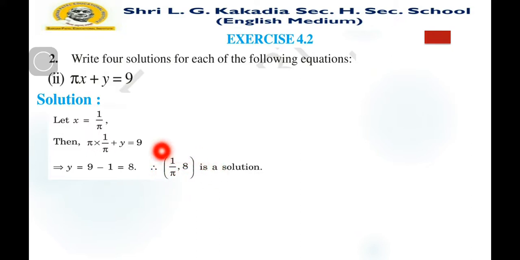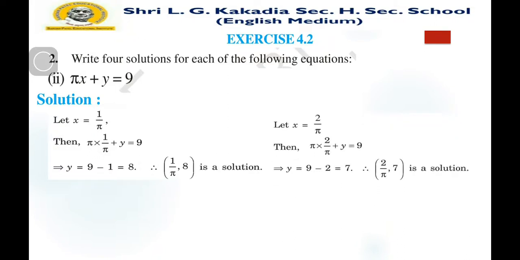As well as, we take 2 by pi. What do we take? 2 by pi. So pi will be cancelled. Then we can find the solution, as here x is equal to 2 by pi, then pi will be cancelled, 2 plus y is equal to 9. Then we can find the value of y is equal to 9 minus 2, that is 7. 2 by pi comma 7 is a solution of the given linear equation.